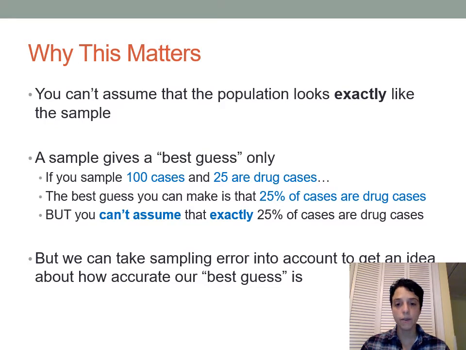But what we can do, and what we're going to talk about how to do in this class, is how to take that sampling error into account in order to get an idea about how accurate our best guess is. What we'll learn how to create down the line is essentially a buffer around the best guess that tells you what you can expect realistically from the population. In order to get there, though, we're going to have to learn a little bit about something called probability theory.